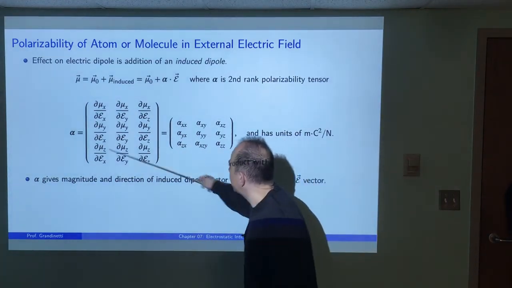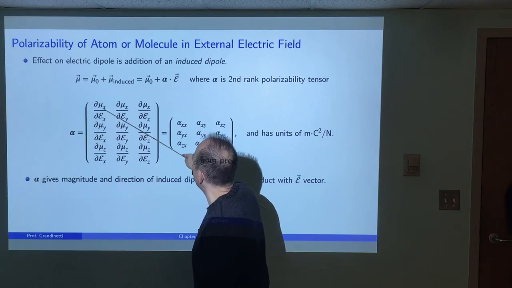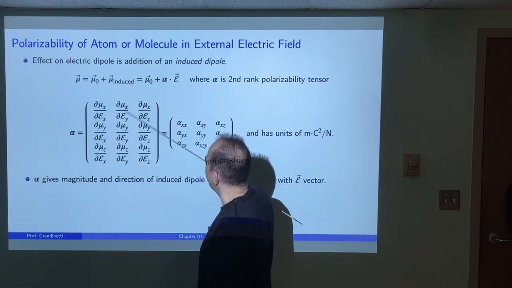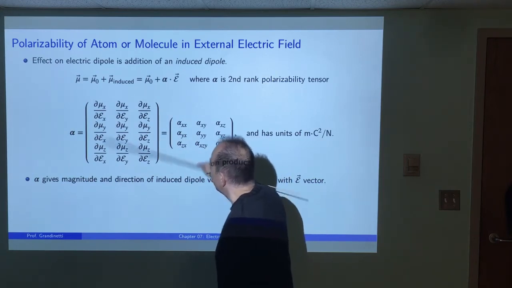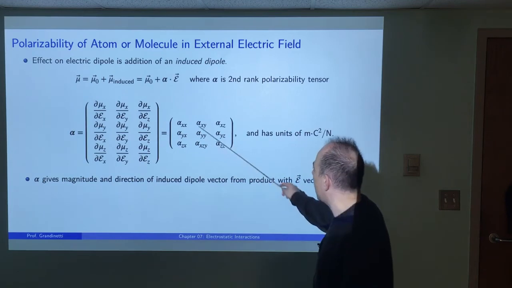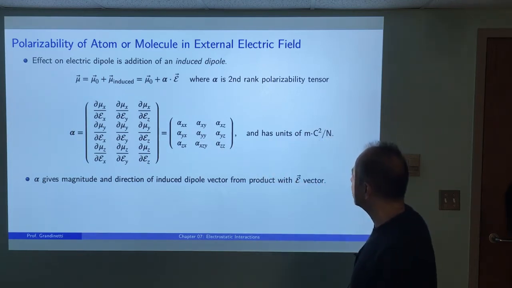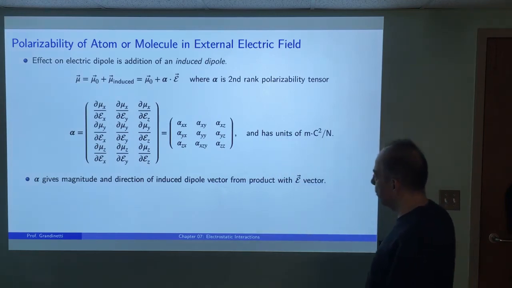So this is essentially then going to be the derivatives of the induced dipole moment vector, the rate of change of the x component with the rate of change of the electric field vector along x, the rate of change of x with the electric field vector along y, and then x along z. And you can see you get a 3x3 matrix, or written in this form here with these alpha subscripts is the polarizability tensor for a molecule. And this has units of meters Coulomb squared over newtons here.